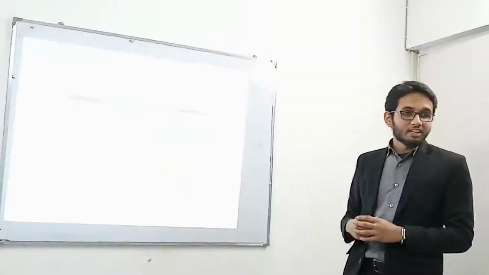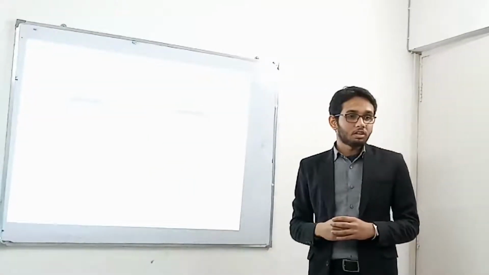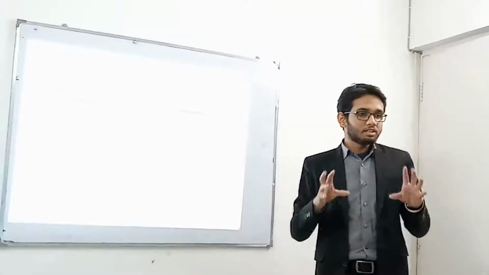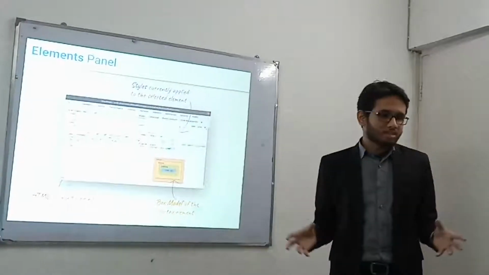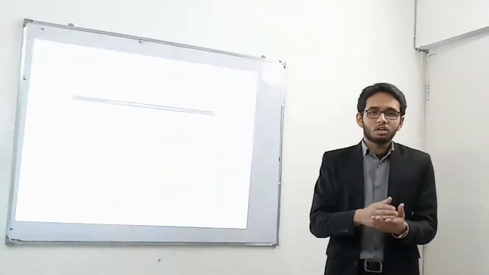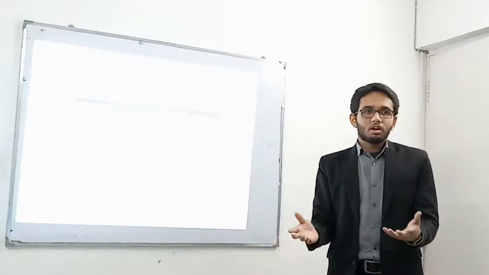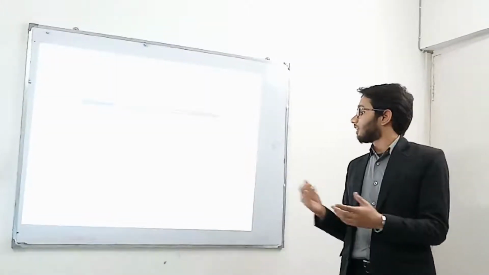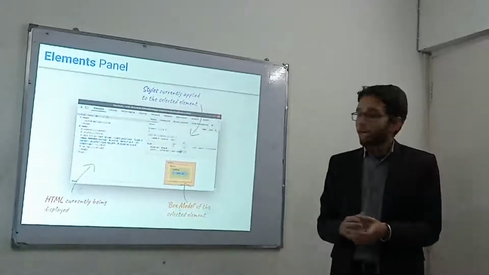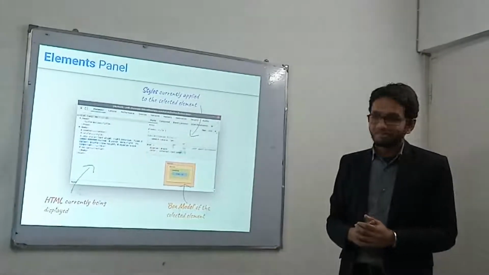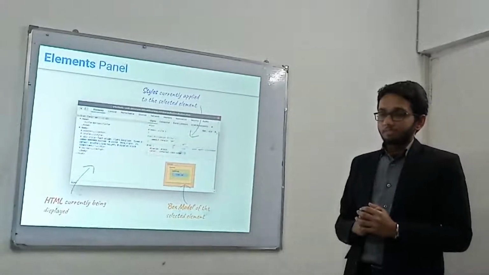And the third thing is a very interesting thing called the box model. Everything inside HTML is in the form of some box, basically a rectangle. So whatever border, padding, or margins you have applied, you can check it in the box model. That's it.